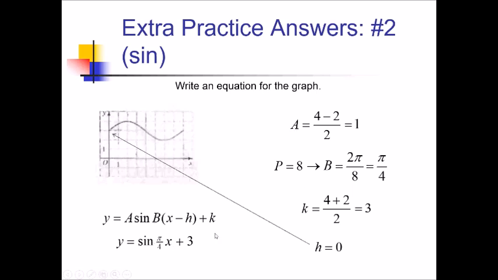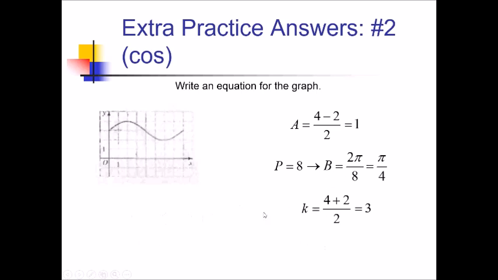Now I'm going to keep most of this information the same to do a cosine version of this. I am going to keep the amplitude, the b value, the k value, all of that will remain the same. But now if I do a cosine version, I need to change the h value so that I have the x value where cosine would begin, which is going to be the top of the wave. So looking at my graph, the top of the wave is right here at x equals 2, so that's my h value now, x equals 2.